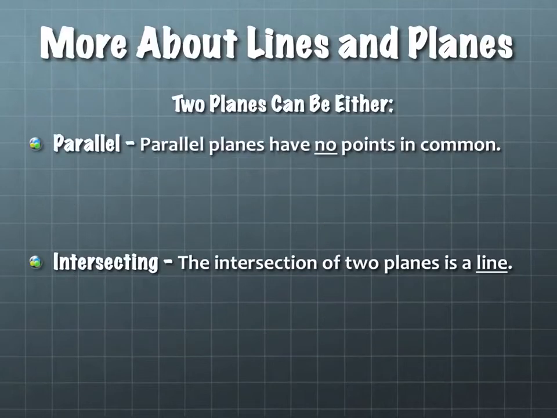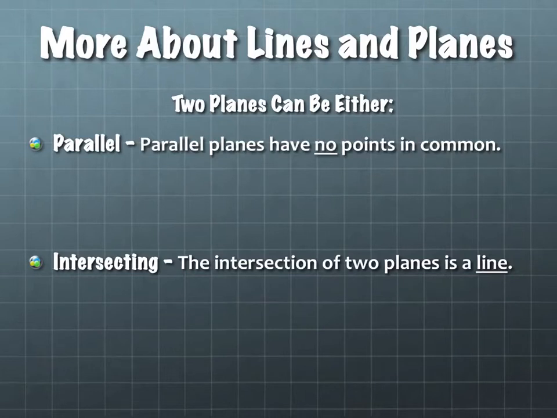All right, two planes. We haven't done two planes yet. We've talked about lines inside of planes, but we're actually going to take two planes now. There are only two options. They can either be parallel, think floor, ceiling, parallel planes. They have no points in common, right? Or they can be intersecting. There are no choices that are different than that.